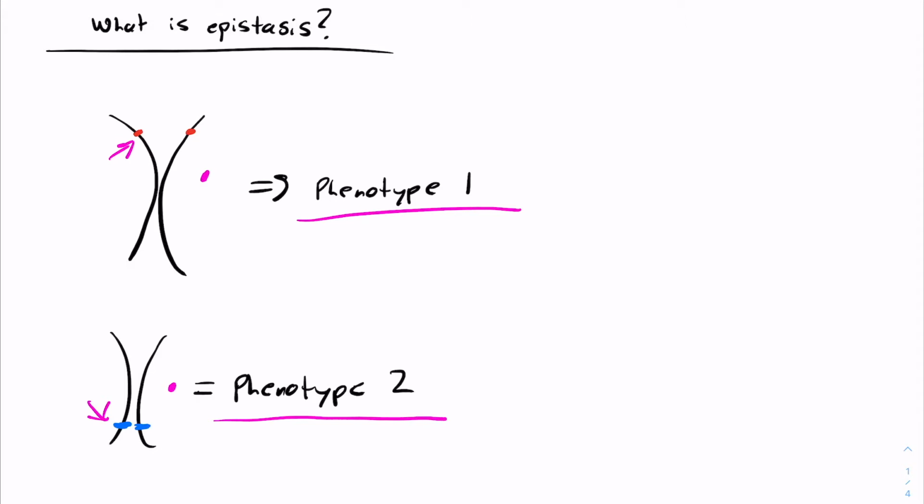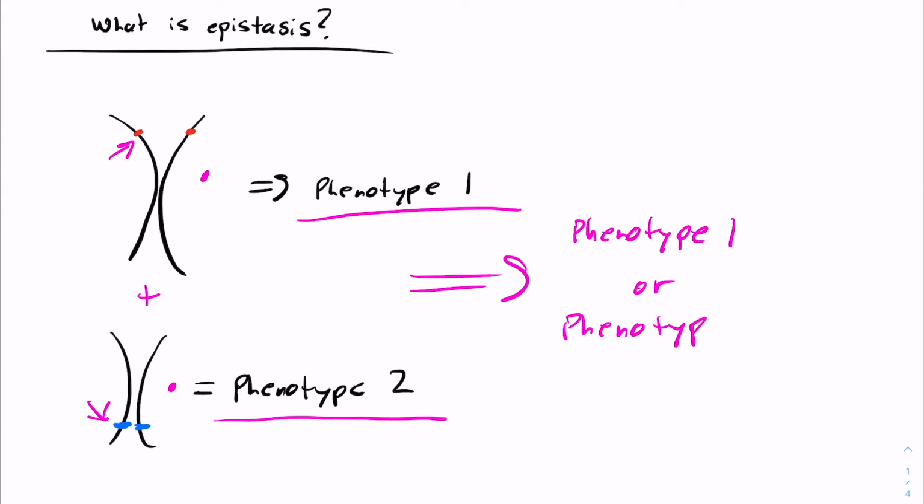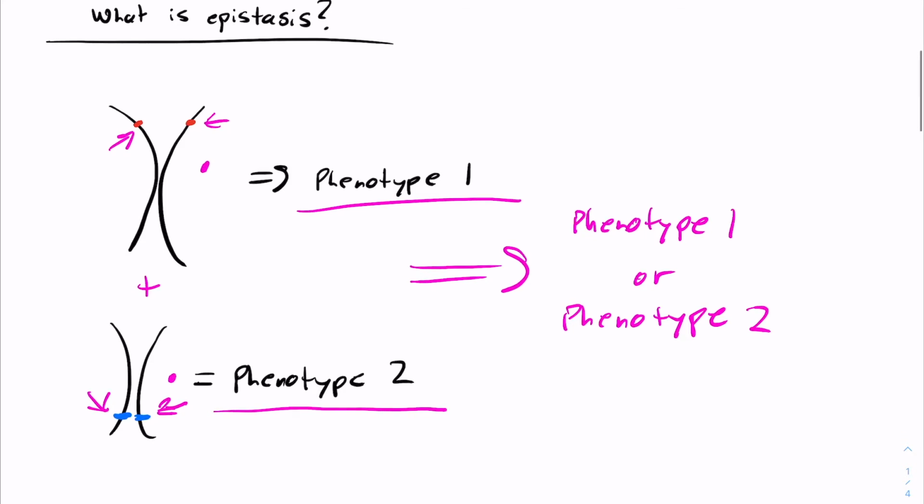What epistasis deals with is if both of these chromosomes interact, so both loci interact, and then they eventually produce either the first phenotype or the second phenotype. And this basically happens because one of these alleles, whether it's this one or this one, has a property that allows them to mask the other allele. So basically, epistasis is an interaction of two different alleles that produce one phenotype.